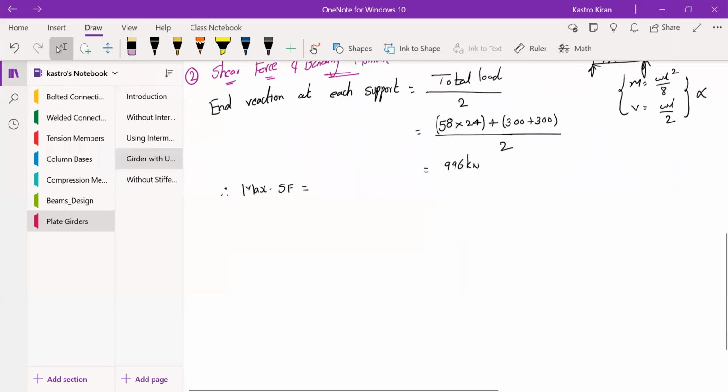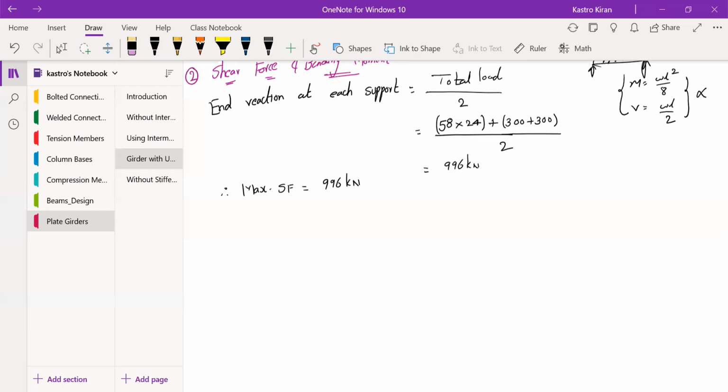The maximum shear force is taken as the end reaction value which is obtained. So this will be the maximum shear force. Even if you try to solve for shear force at each and every point, ultimately the maximum shear force will be 996 kilonewtons only. So remember, the maximum shear force can be taken as the value which is the end reaction at each support. You can directly take this value as the maximum shear force.